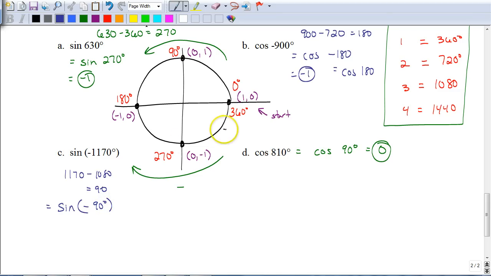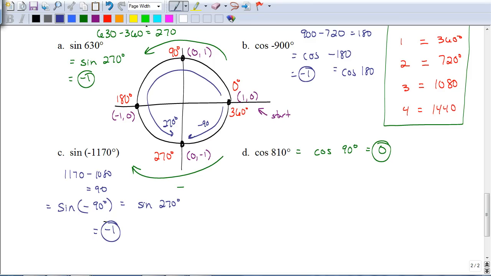Well, if you look at negative 90 degrees, that's right here. That's the same as a positive 270 degrees. If you're not sure what it's the same as, you can always take 360 minus 90, and that would give you a 270. Now, I would accept either one of these, but either one is going to give you the same answer. Your answer here, the sine of that is going to be negative 1.